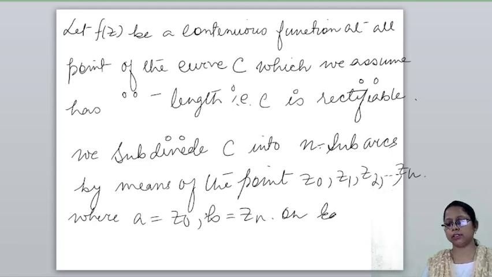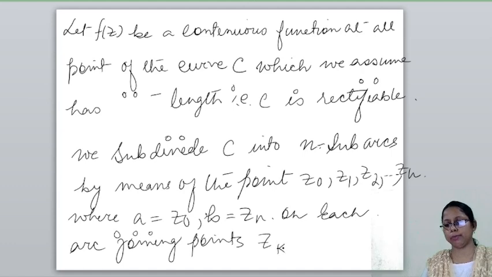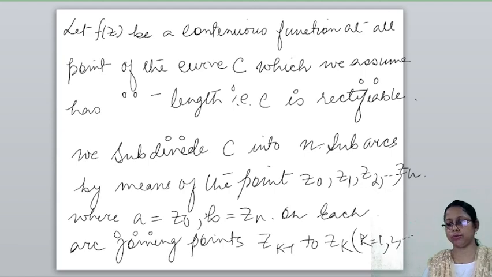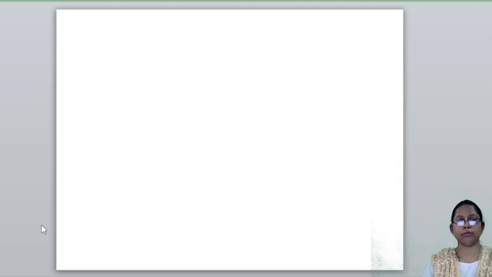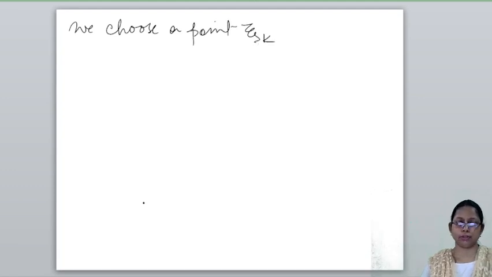On each arc joining points Z(k-1) to Zk, where k ranges from 1 up to n, we choose a point psi k as shown in the figure. Draw this figure.